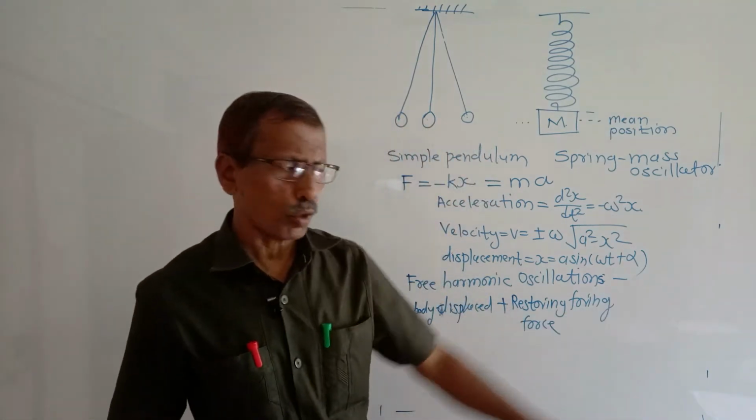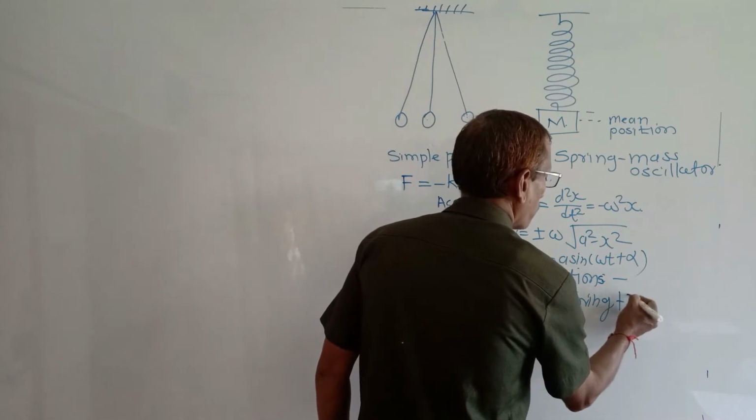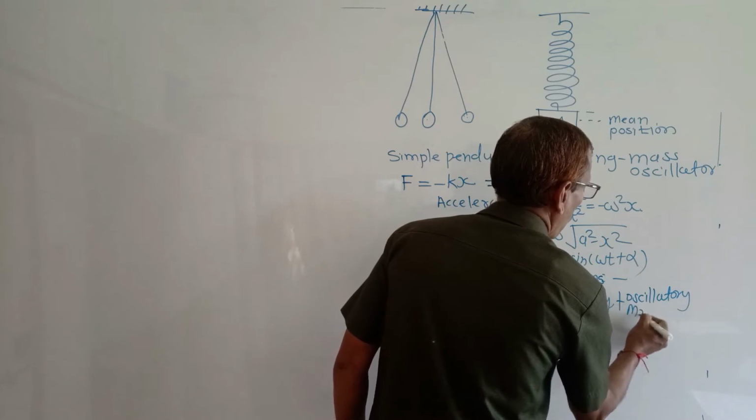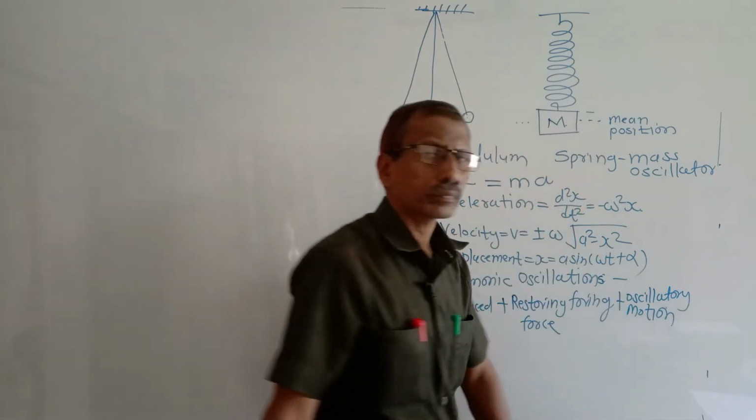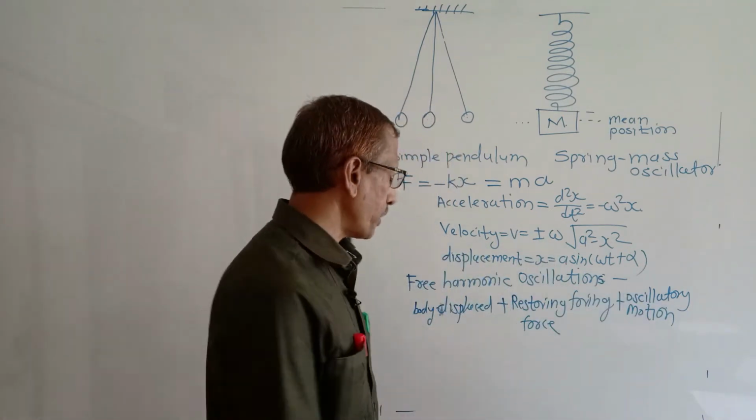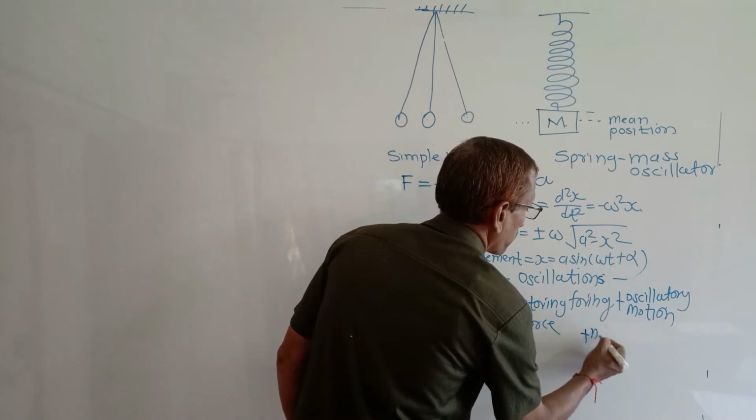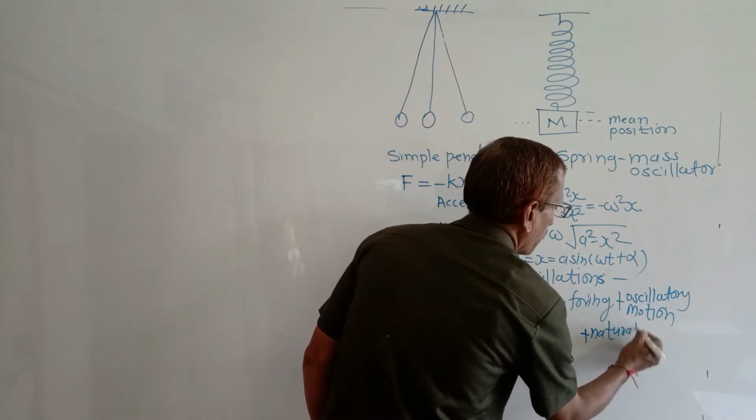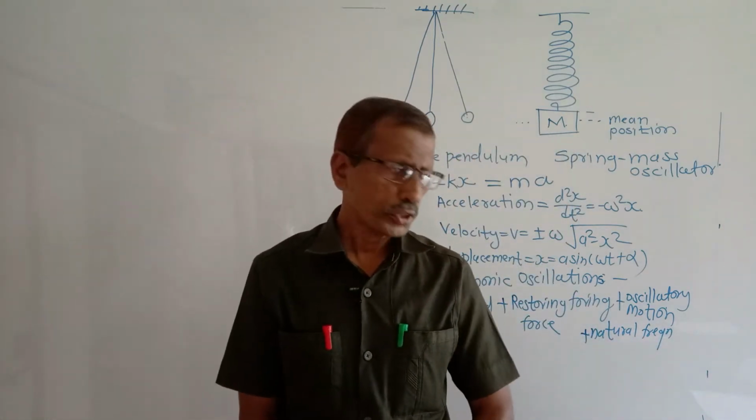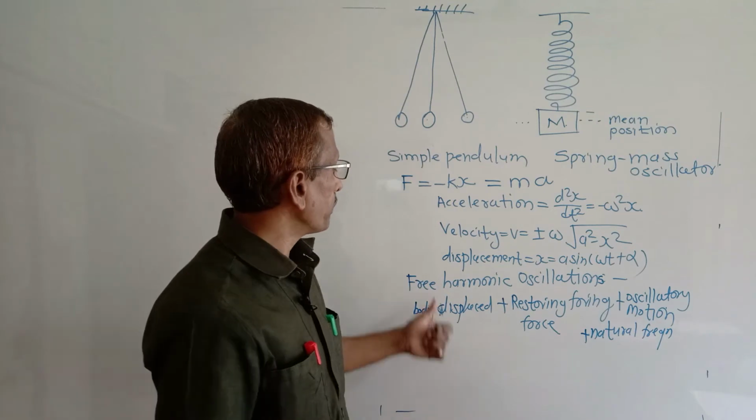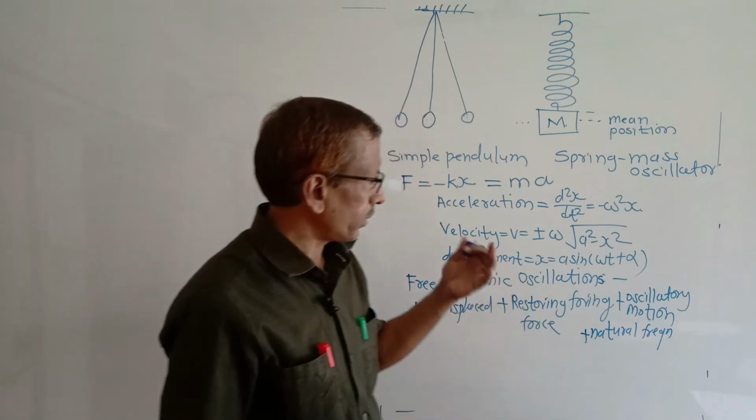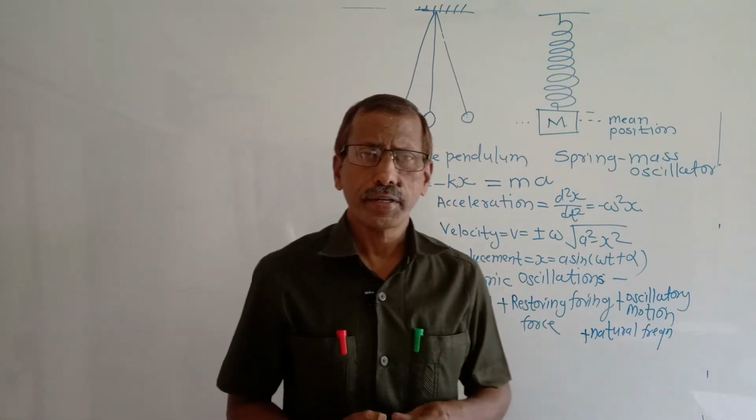Due to this restoring force, it performs oscillatory motion. And when a body oscillates, it has a frequency, and that frequency is the natural frequency of the oscillation. Such a type of oscillation is called free harmonic oscillation. You have already studied this in detail.